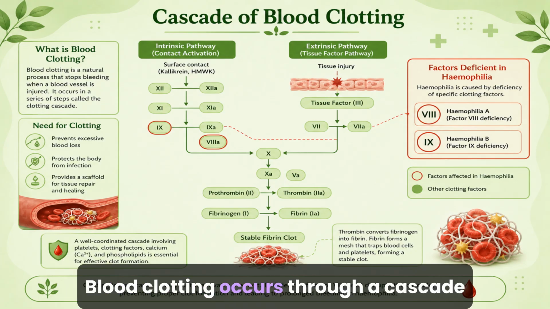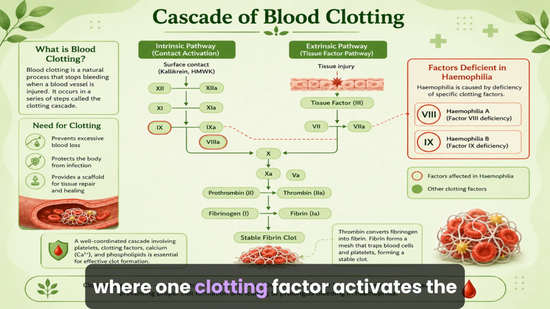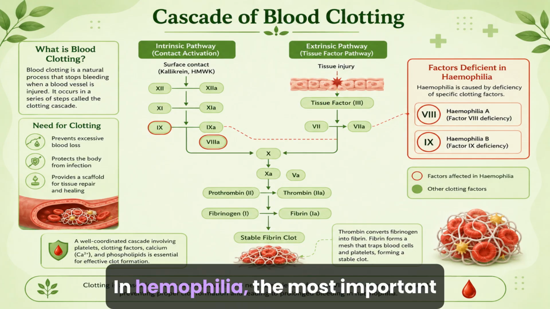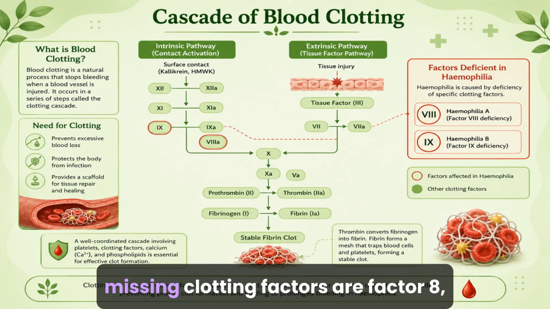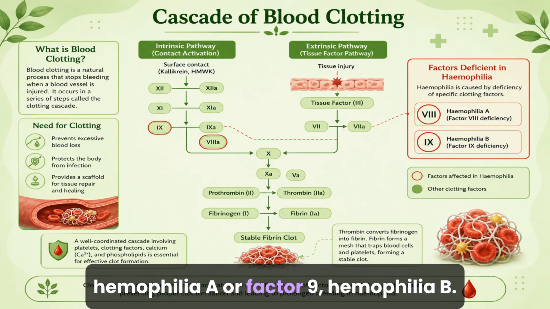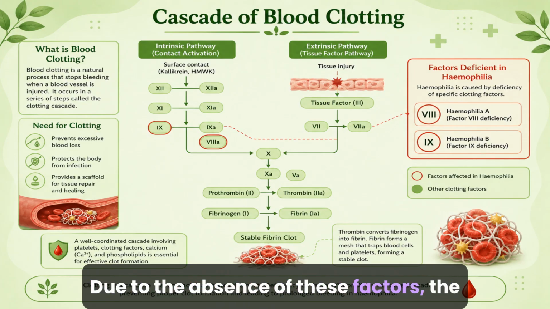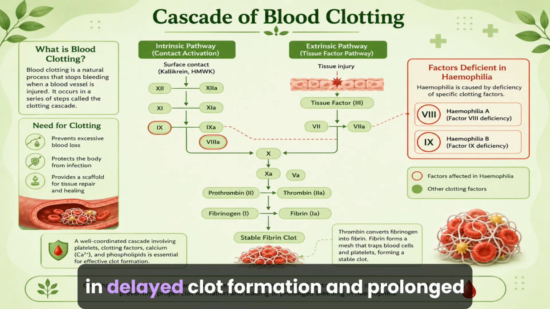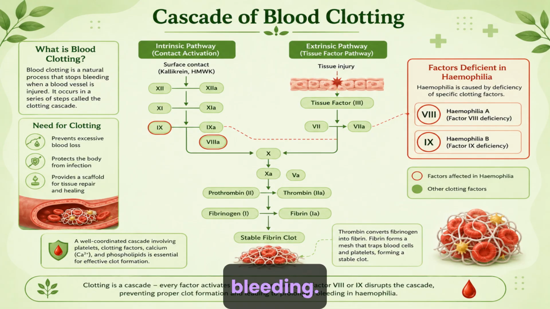Blood clotting occurs through a cascade where one clotting factor activates the next, finally forming a fibrin clot that stops bleeding. In hemophilia, the most important missing clotting factors are factor 8, hemophilia A, or factor 9, hemophilia B. Due to the absence of these factors, the clotting cascade is interrupted, resulting in delayed clot formation and prolonged bleeding.